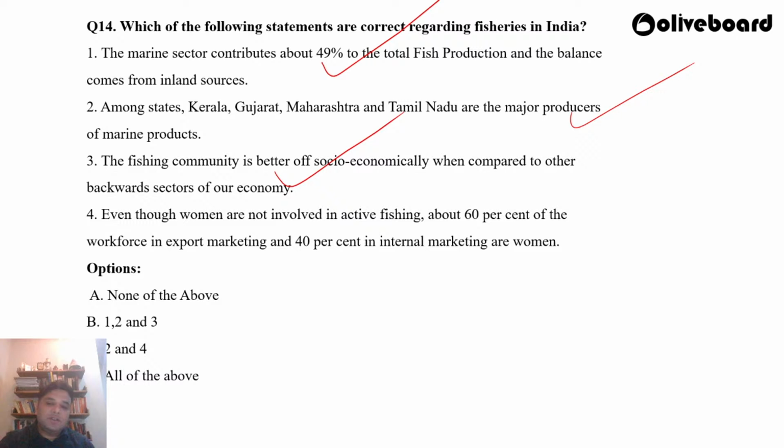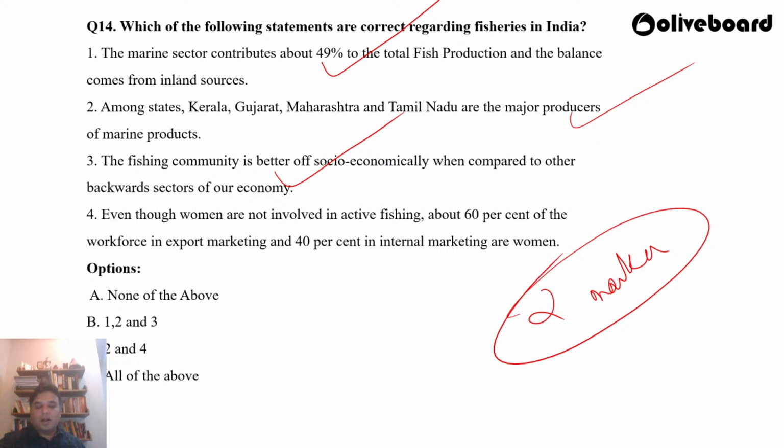So this is a very difficult question, I understand. It will be asked as a 2 marker in phase 2. Options are A, none of the above, B, 1, 2 and 3, C, 2 and 4 and D, all of the above. What do you think is the correct answer? I'll wait for 10 more seconds for you to give the correct answer.